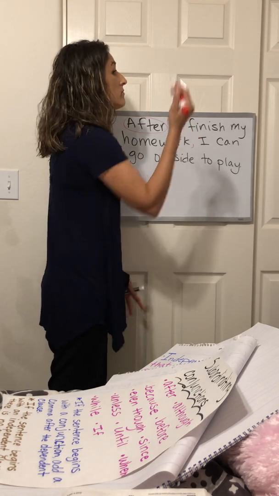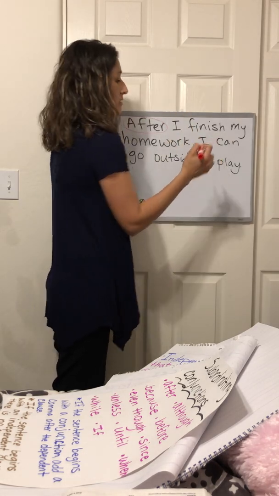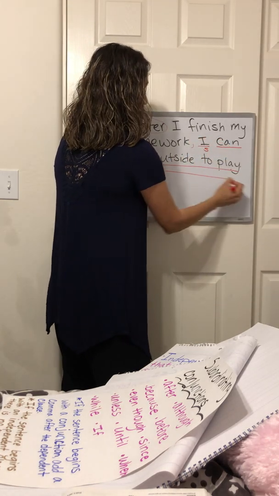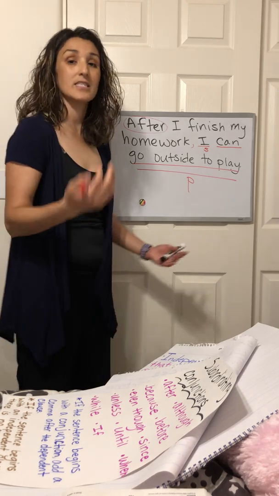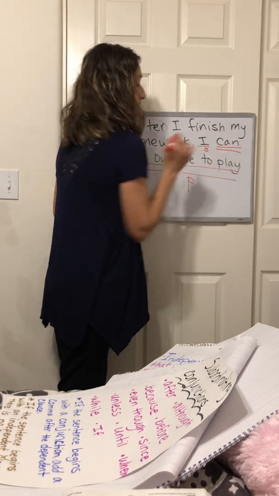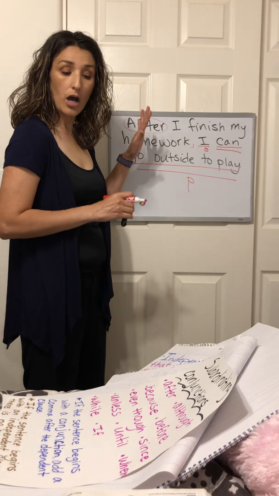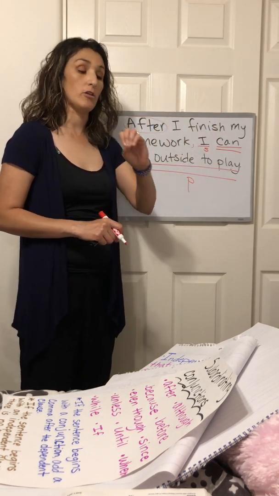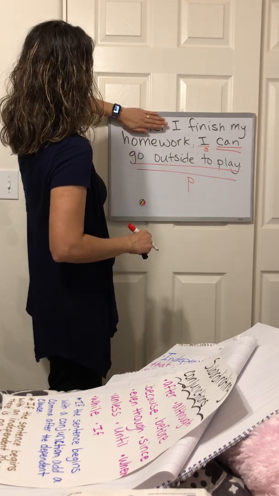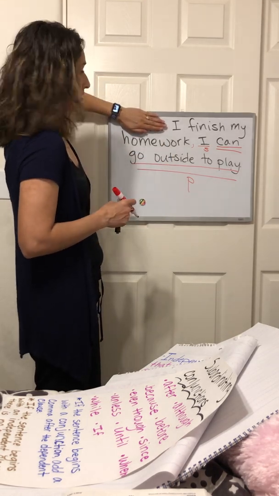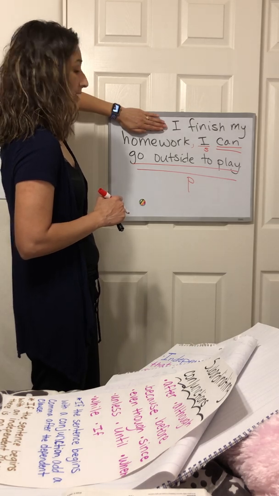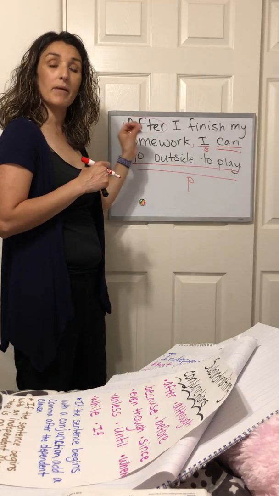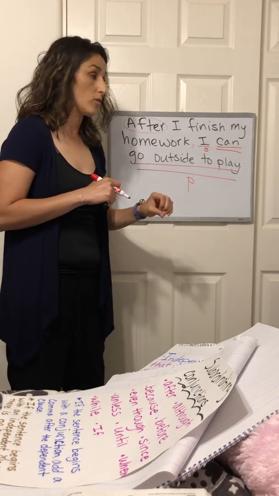Who's my subject? I'm the subject. What did I do? Can go outside to play. That's my predicate. That's the action. Okay? Part of the action. So now, the top part can be a sentence by itself or it can be an independent clause if you were to cover the conjunction: I finished my homework. I can go outside to play. So you can do that, but because it has the conjunction, it becomes a dependent clause.